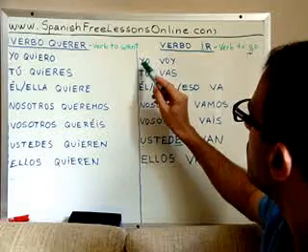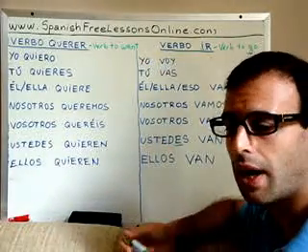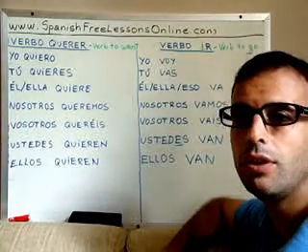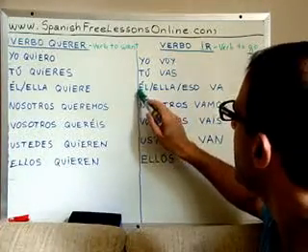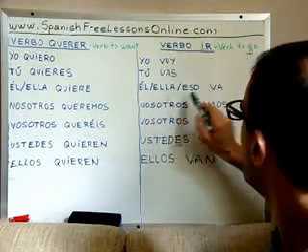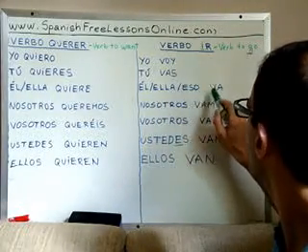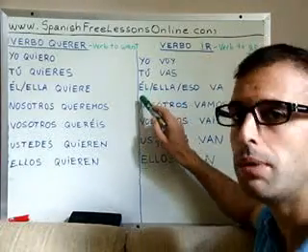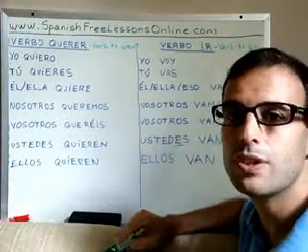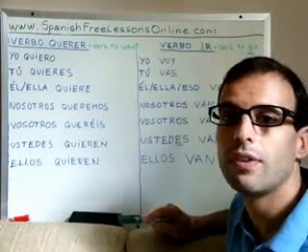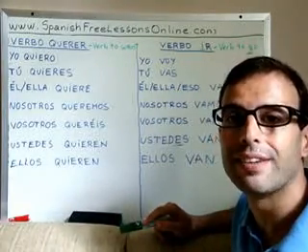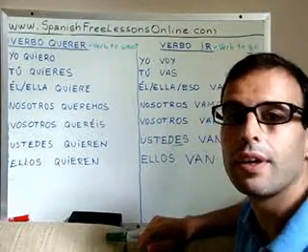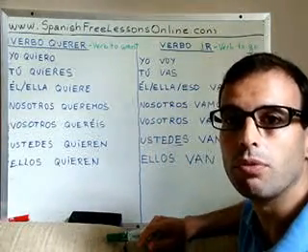So, yo voy means I go. Tú vas, you go. Él va, or ella va, or eso va. He, she, it goes. Él means he, ella means she, eso is the Spanish word for it. Okay? So, eso va is that goes or it goes.